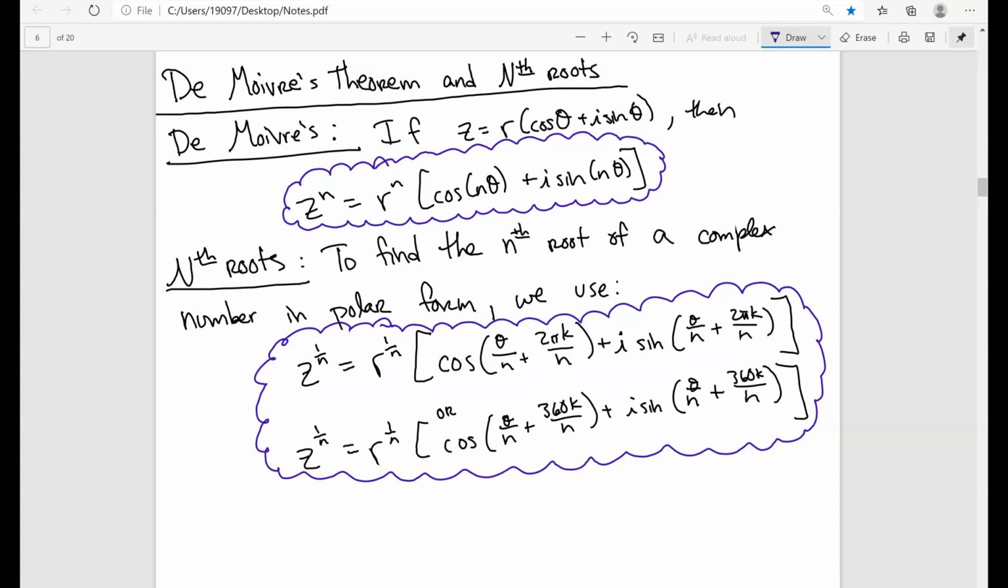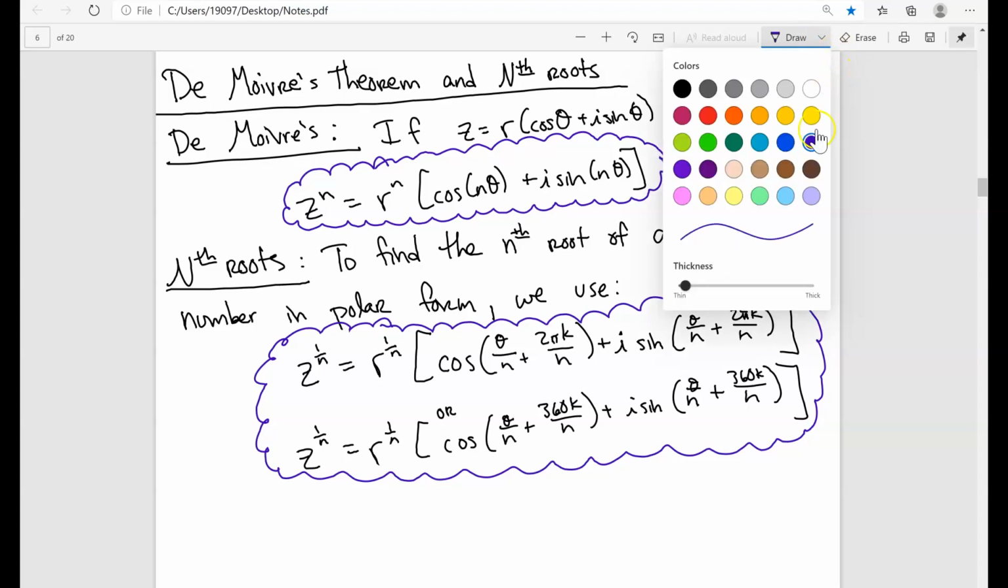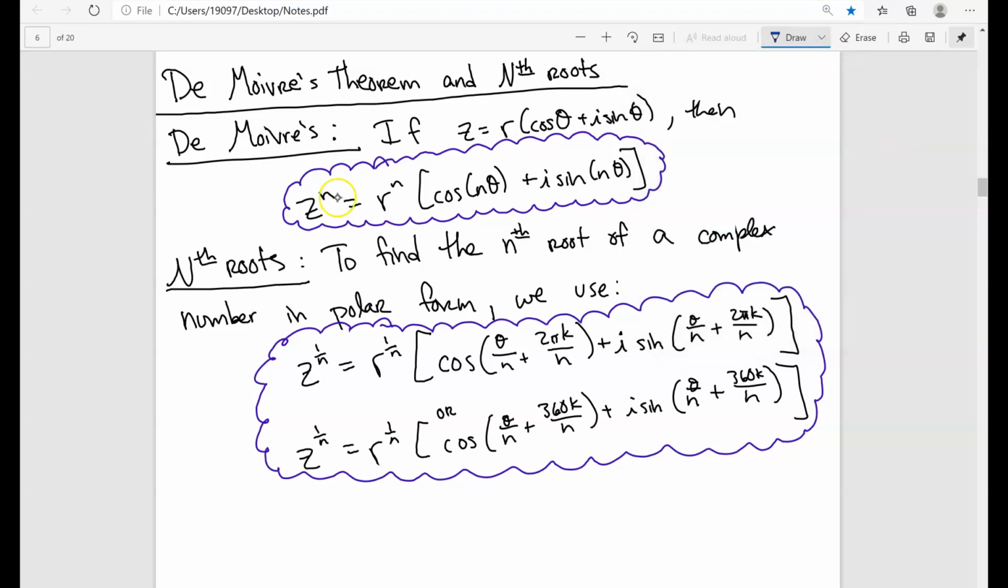What De Moivre's Theorem is saying is that let's say you have a complex number in polar form, and you want to raise it to a bigger power. So let's say I have 1 plus i raised to the power of 10. Then you don't need to continuously multiply it 10 different times. Whatever the number you're raising it to, you raise the r value to that power, and then you multiply theta by n, which is whatever the power was. Which is actually pretty neat. You don't have to do that over and over again.